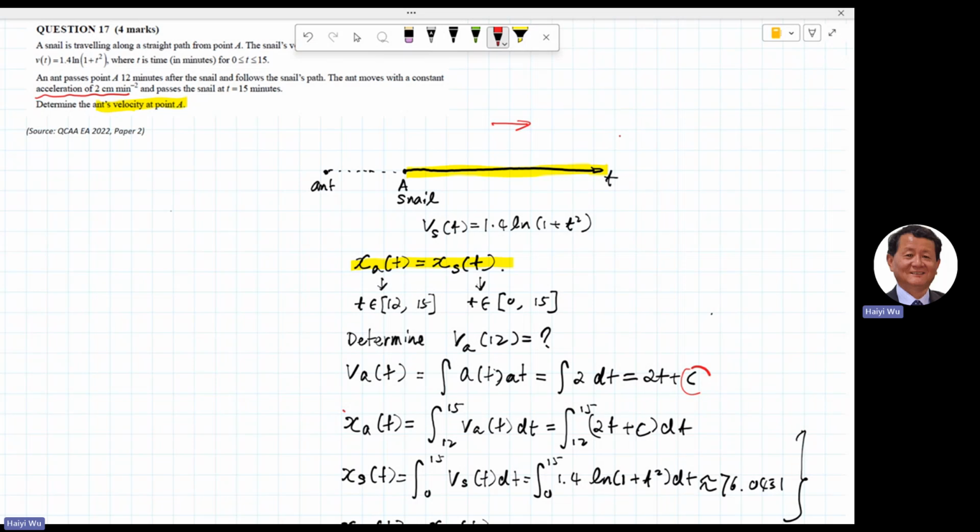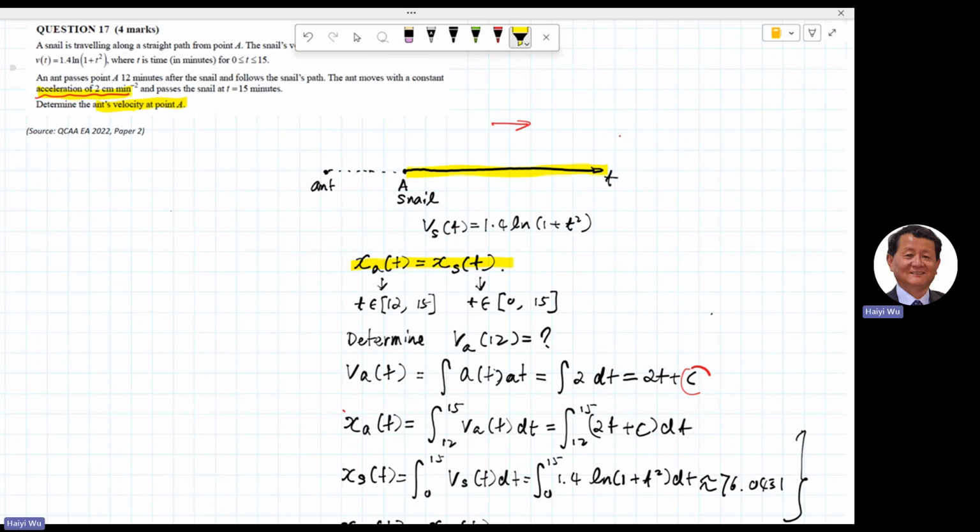There's another condition: the ant has an acceleration of 2 centimeters per square minute. So the two animals travel in the same direction, and the ant eventually catches up with the snail at 15 minutes.